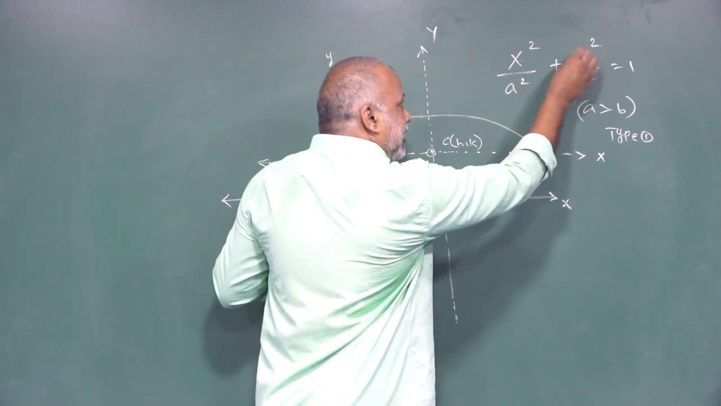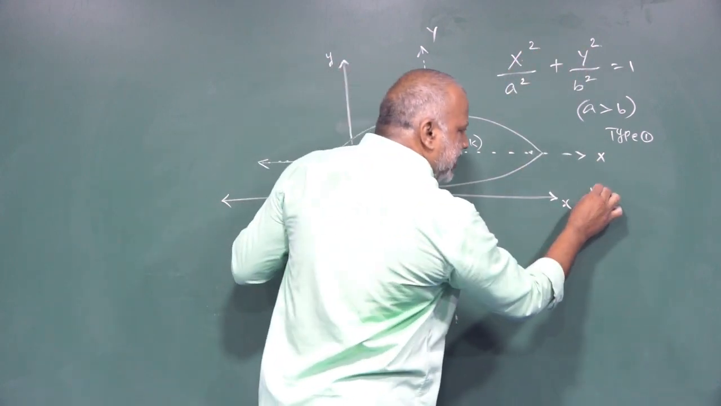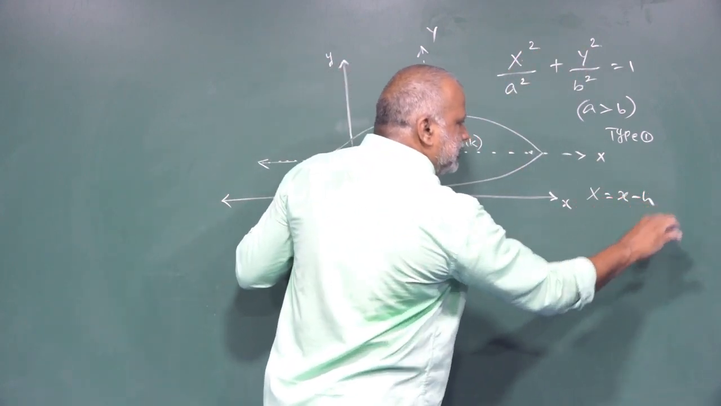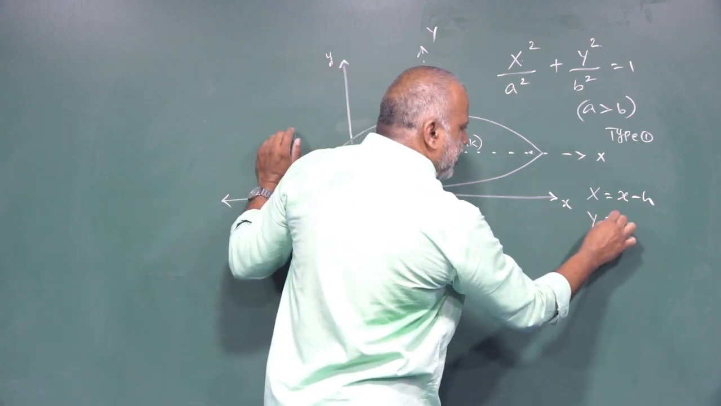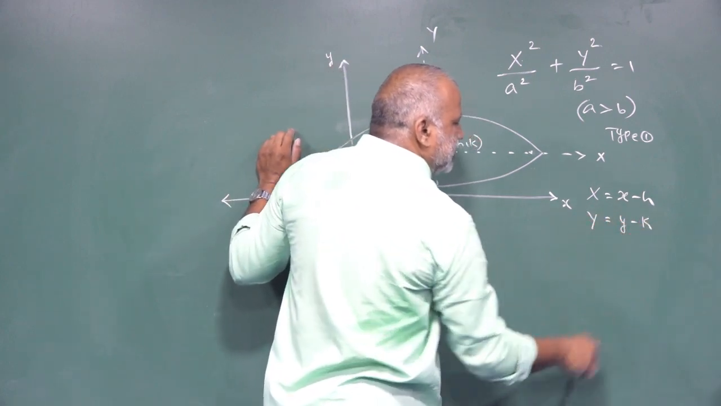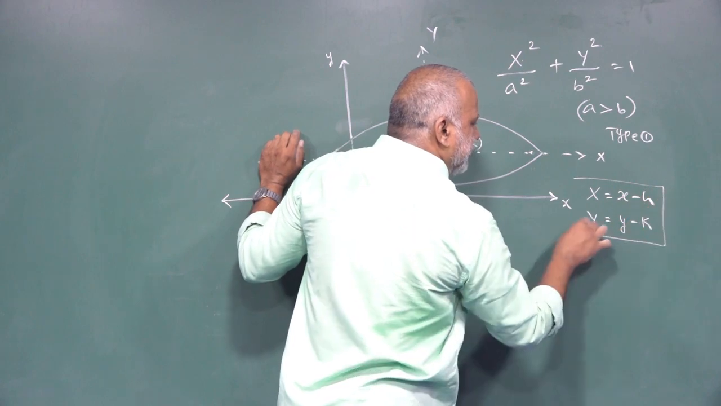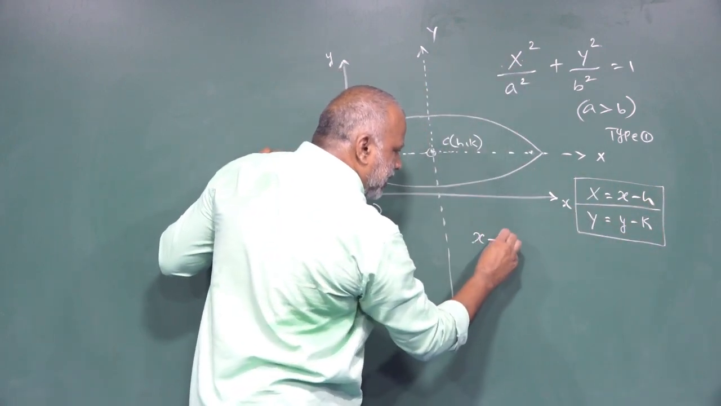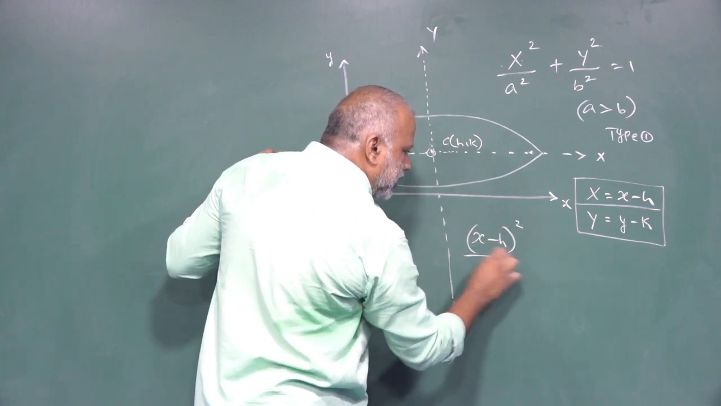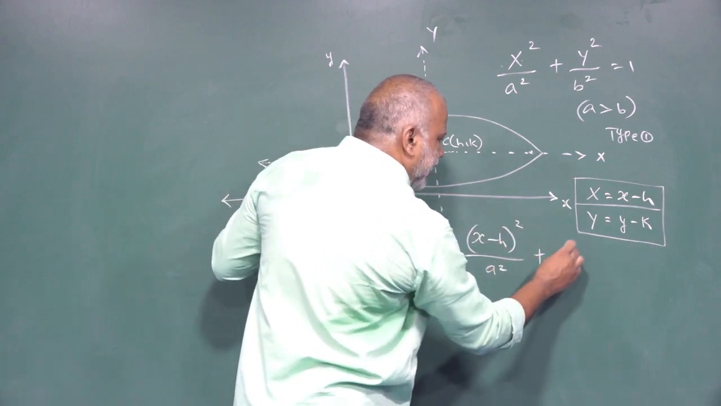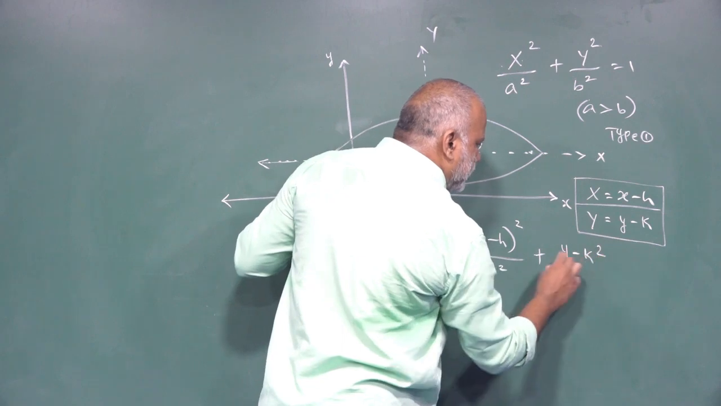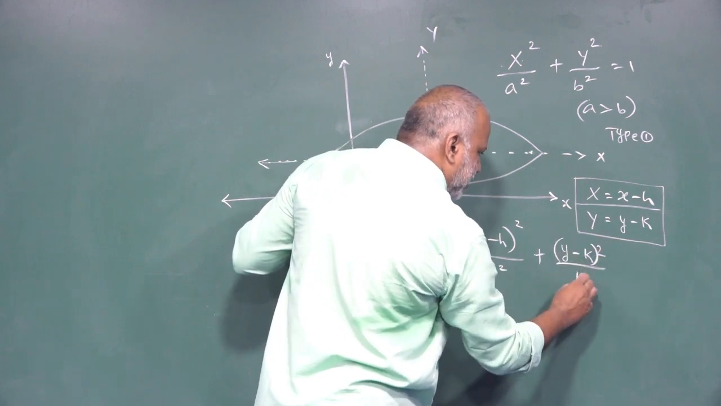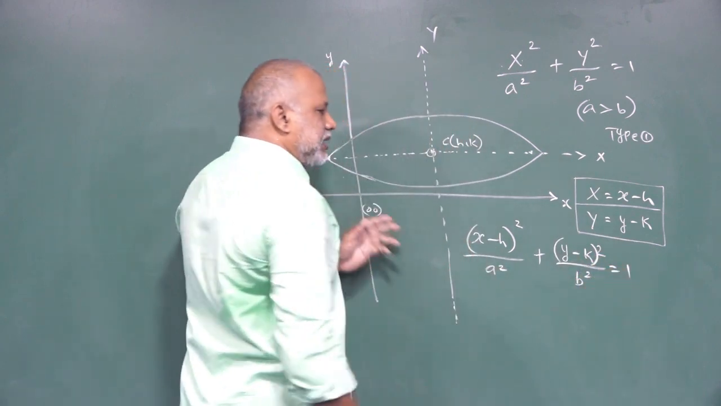Now this capital X and capital Y should be replaced. What are the changes? Capital X should be replaced by x minus h, capital Y is replaced by y minus k. These are the transformations. So capital X is replaced by x minus h the whole squared by a squared, then y minus k the whole squared by b squared equal to 1. This is the type number 1.